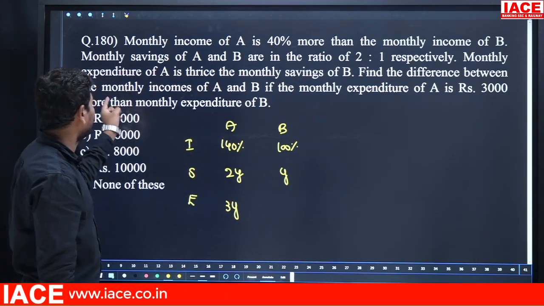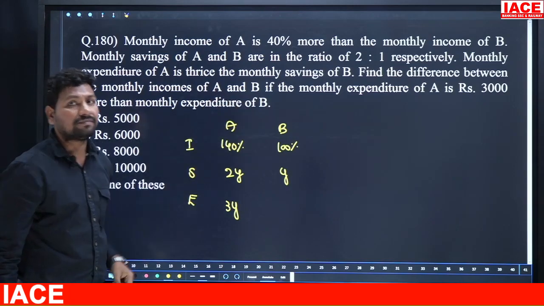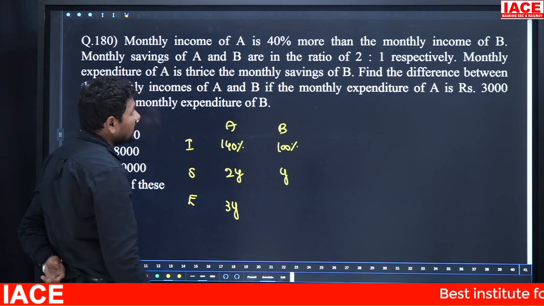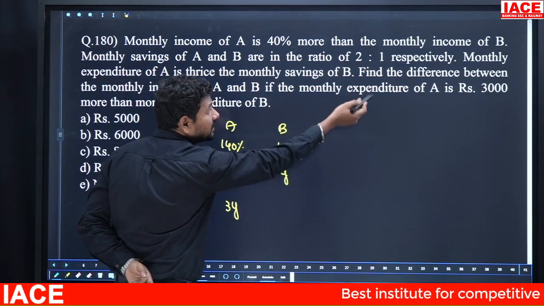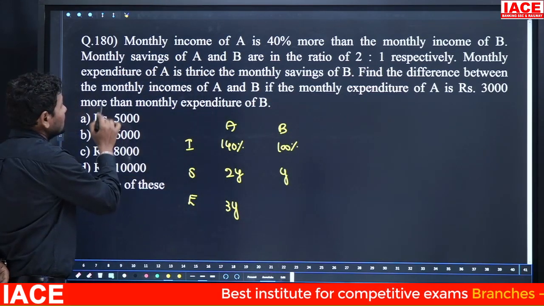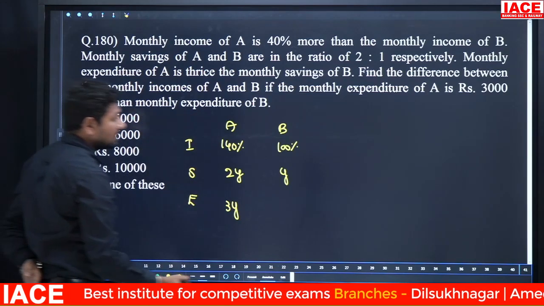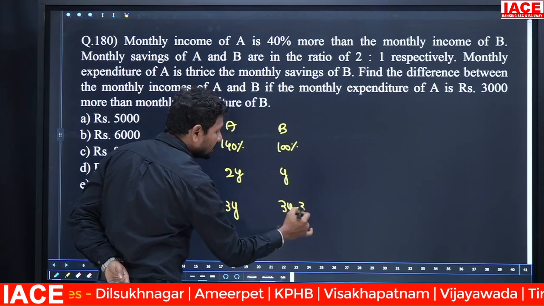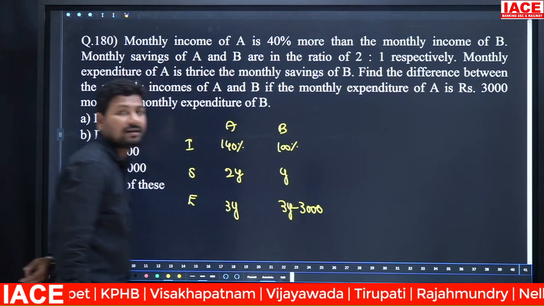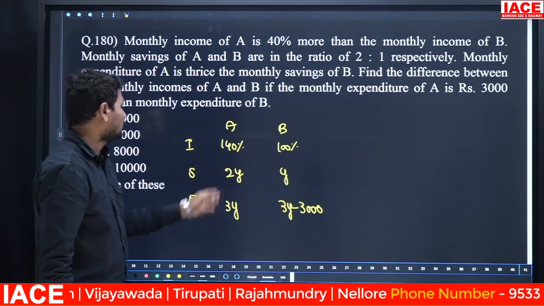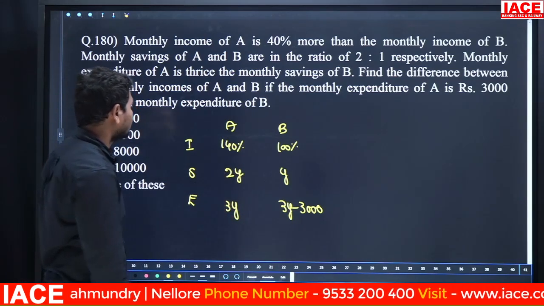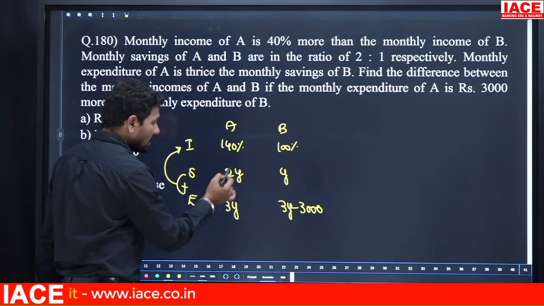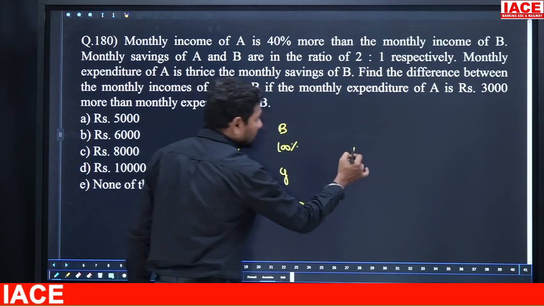Find the difference between monthly incomes of A and B, but the monthly expenditure of A is 3000 rupees more than the monthly expenditure of B. This is 3y, which is 3000 more, so B's value is 3y minus 3000. Now you can observe this: savings plus expenditure is equal to income. Its value is what? 2y plus 3y is equal to 5y.